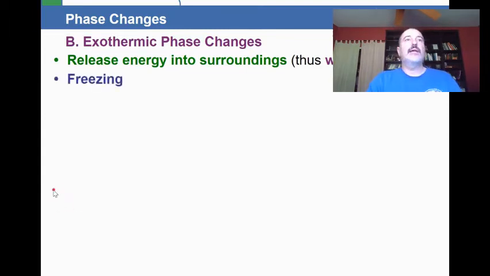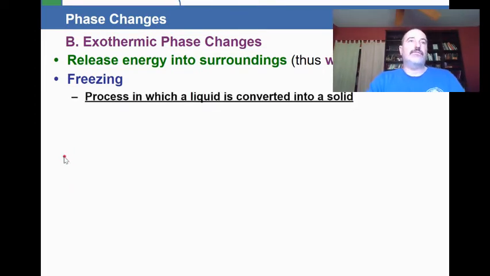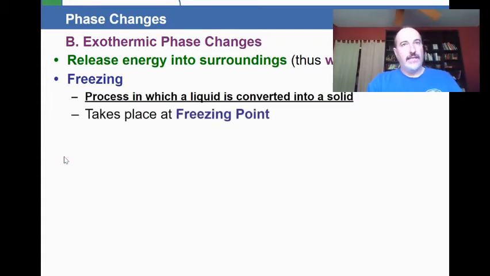All right. Now, a good example of this is freezing. When you take water, you put it into a freezer. In order to make ice, you are taking the heat out of the water. So that is an exothermic reaction, all right, or process. It's a physical reaction. All right, so freezing is a process in which a liquid converts into a solid. It takes place at the freezing point.